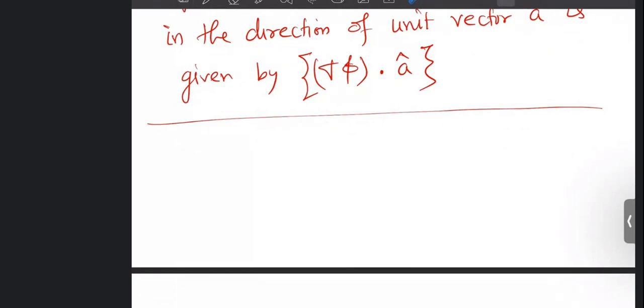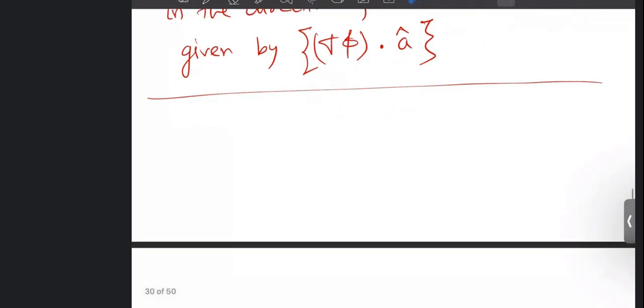If we are given the direction in which the directional derivative is to be evaluated, first we have to obtain the unit vector in that direction, that is a. Next we consider some properties of the gradient.